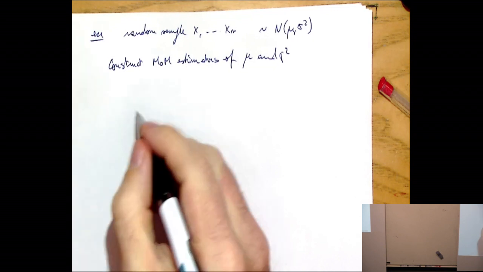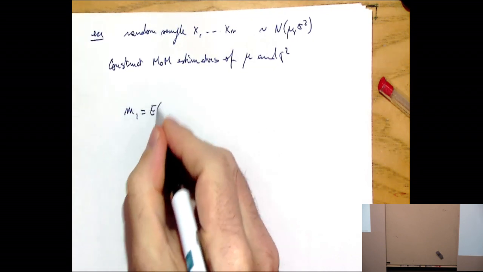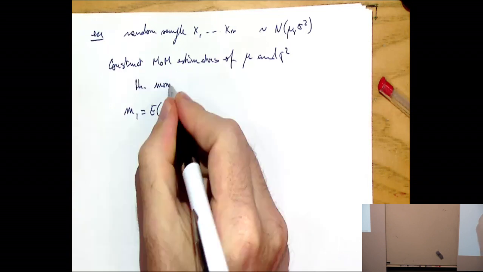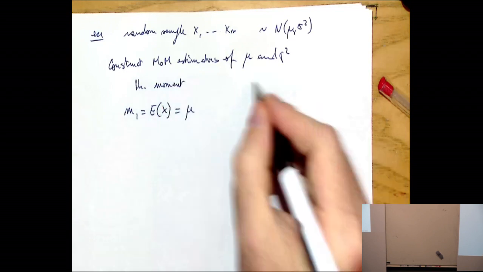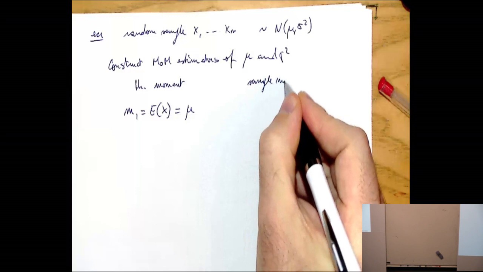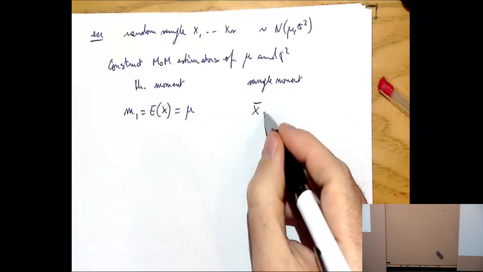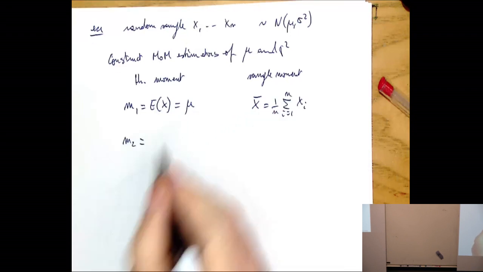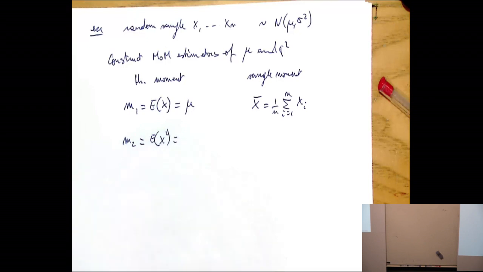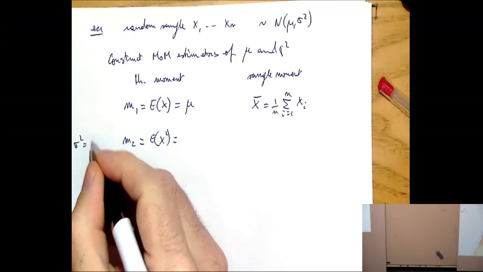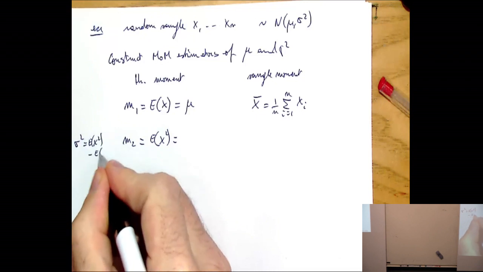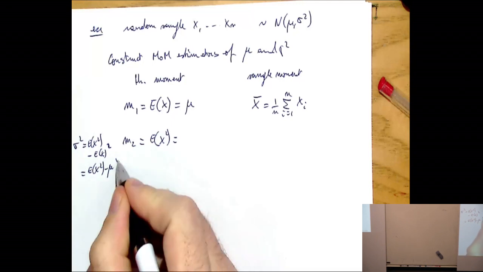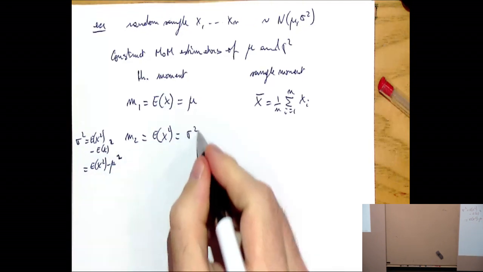We can look at the first moment. The first moment is the expectation of x. This is mu. That's the theoretical moment. The sample moment is the sample mean, 1 over n sum 1 to n xi. The second moment is the expectation of x squared. You remember that the variance is equal to the expectation of x squared minus the square of the expectation, so it is the expectation of x squared minus mu squared. So the expectation of x squared will be equal to sigma squared plus mu squared.